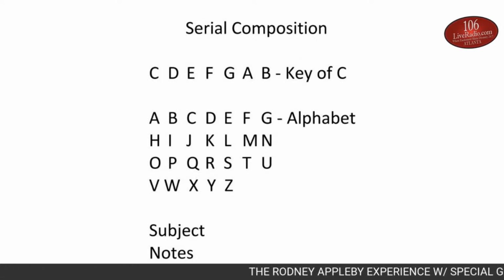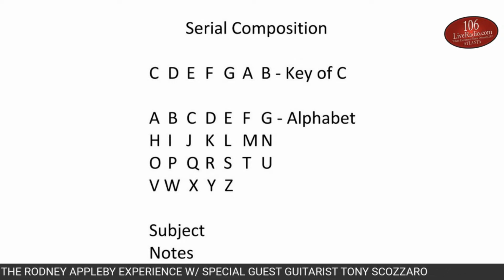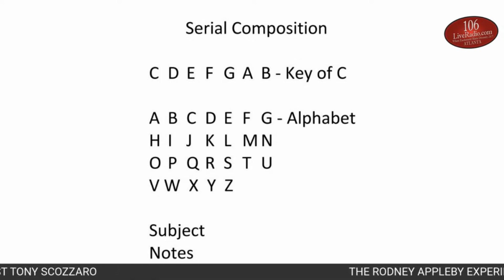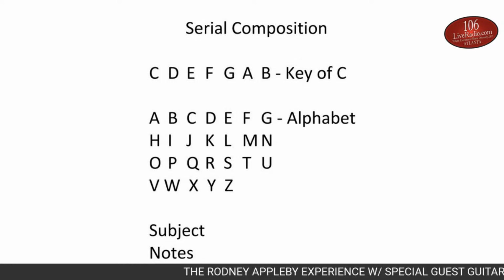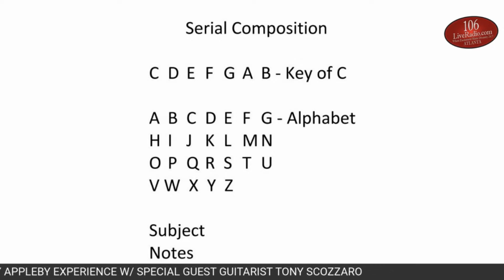For example, T lines up with A. H lines up with C. E lines up with G. So what we have is A, C, and G. And it sounds like this. Do it again. A, C, and G.